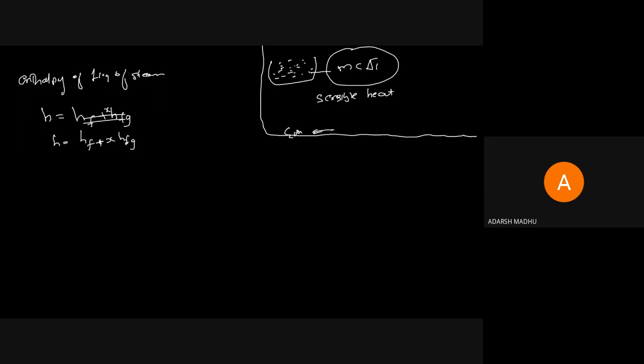That is, hf is from the steam table, x is given in the question, and hfg is also from the steam table. That is 640.1 plus 0.9 into 2107.4, which will be given in kilojoule per kilogram. That is the particular value of enthalpy.